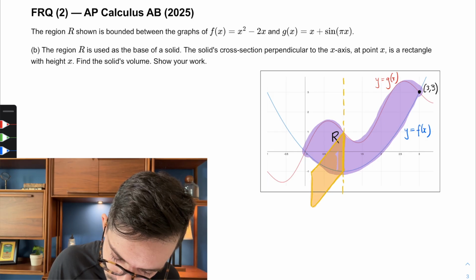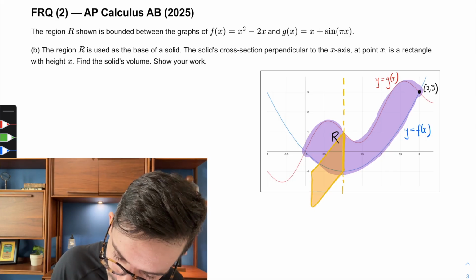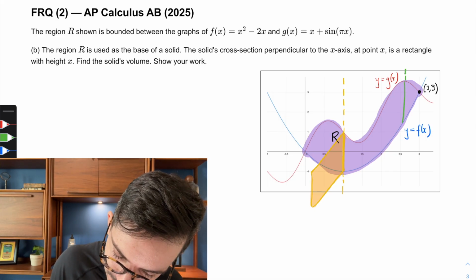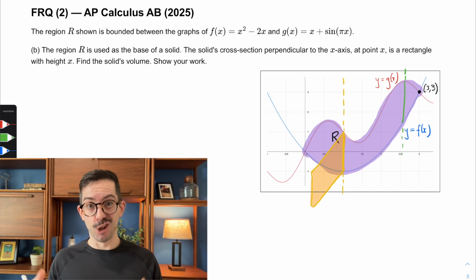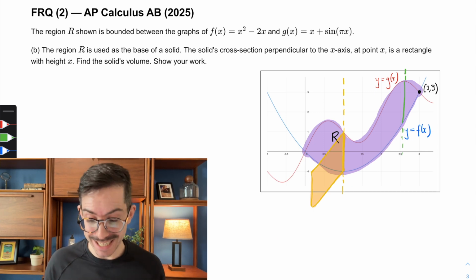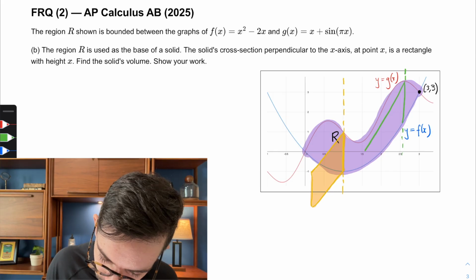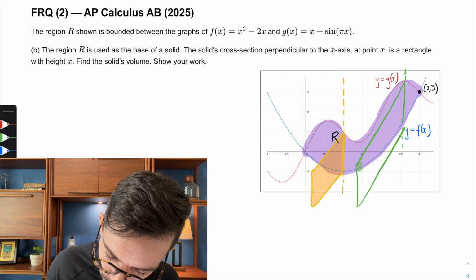Okay. If I take a cross-section at a different point, maybe over here, I get that same nice slice in the region R, but over here my x value is a lot larger, and so the rectangle that I get, which is supposed to have height x, is going to be a lot larger also. Okay. It's a little bit counterintuitive because of how it's set up.